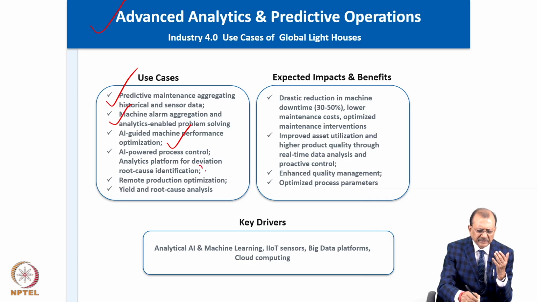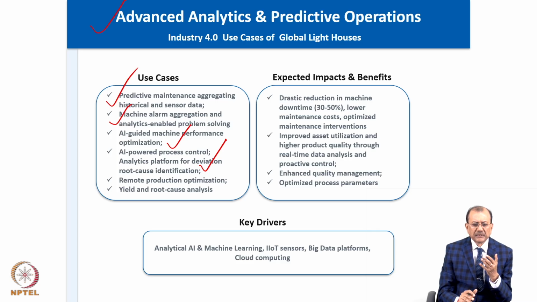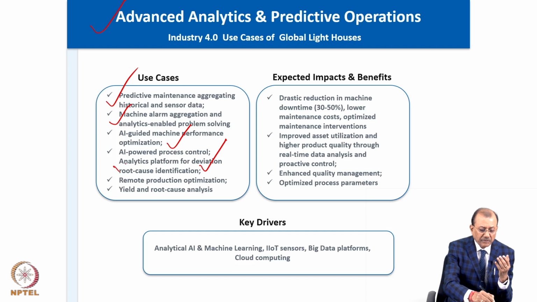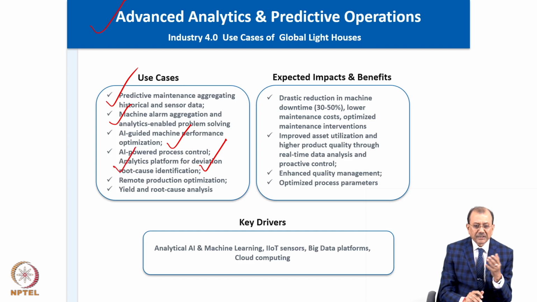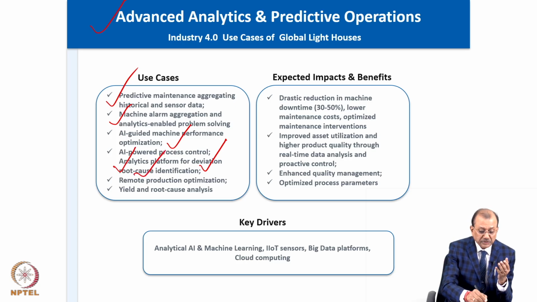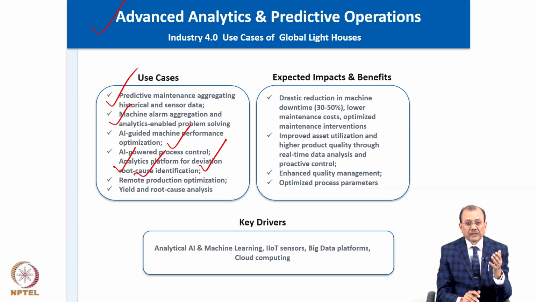Then there are some concepts which are being used in the industry, especially the process industry. I don't know, some of you must be aware of that, those who are studying chemical engineering or mechanical engineering: AI power process control, AI analytics platform for deviations. This is very important, that analytics platforms are now being regularly deployed for finding the deviation in the performance of the machine, or the production deviation, etc., and to identify the root cause analysis. So these kinds of use cases are commonly found while the study was done for the global lighthouses.